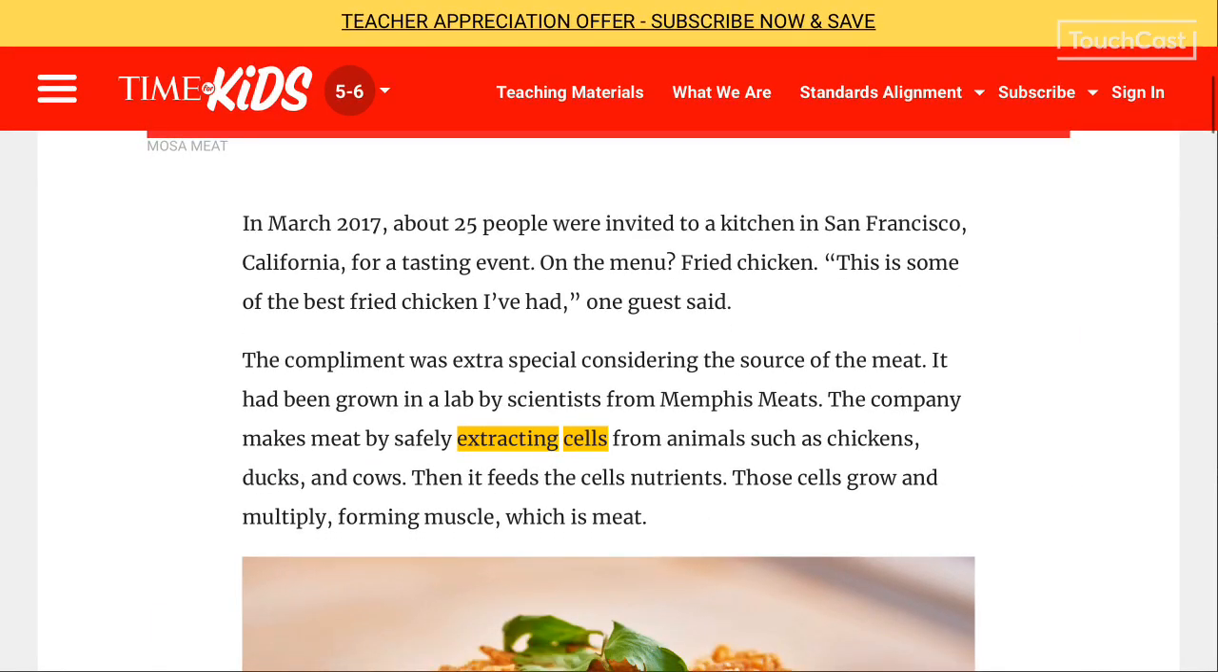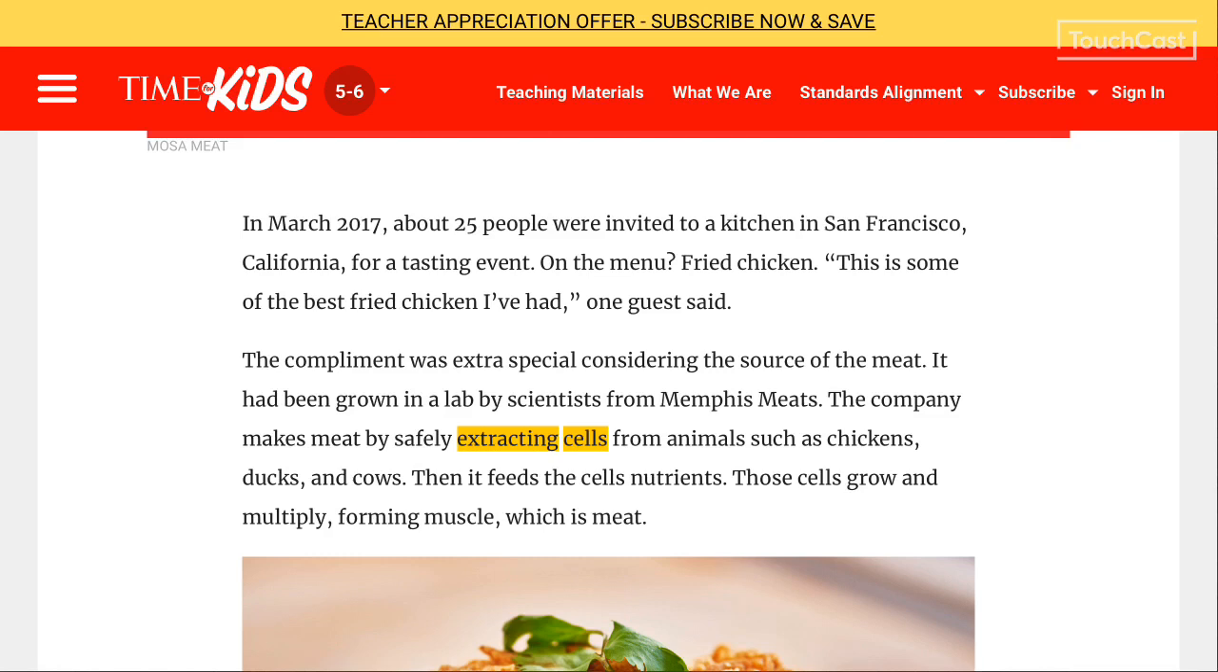In March 2017, about 25 people were invited to a kitchen in San Francisco, California, for a tasting event. On the menu, fried chicken. "This is some of the best fried chicken I've had," one guest said. The compliment was extra special considering the source of the meat. It had been grown in a lab by scientists from Memphis Meats.